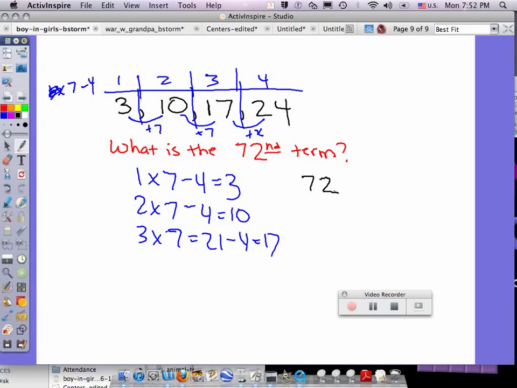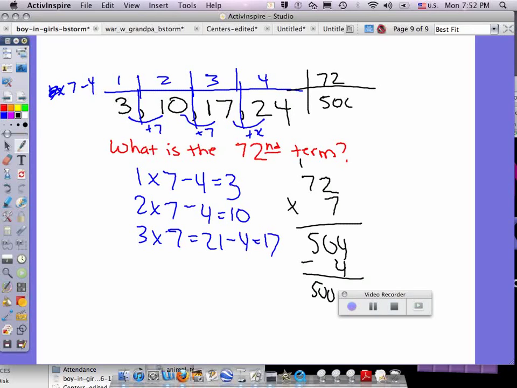72nd term would be 72 times 7 minus 4. 14, 49, that's 50, that's 504. Minus 4, we said. That would give you an even 500. So the 72nd term would be 500. Not so difficult when you have a really good strategy, turning it into function tables.